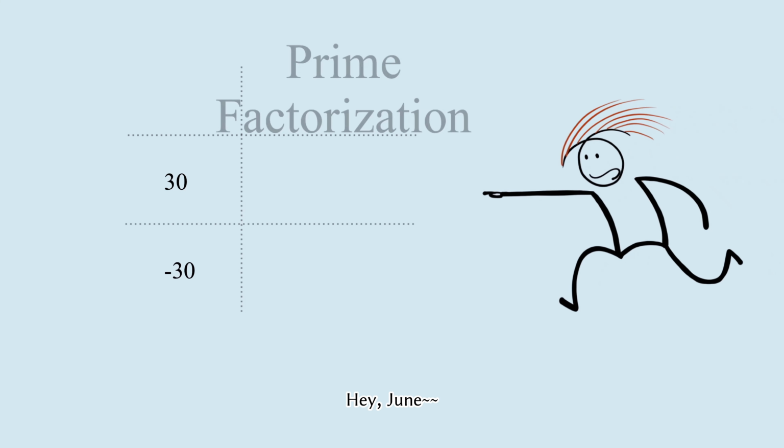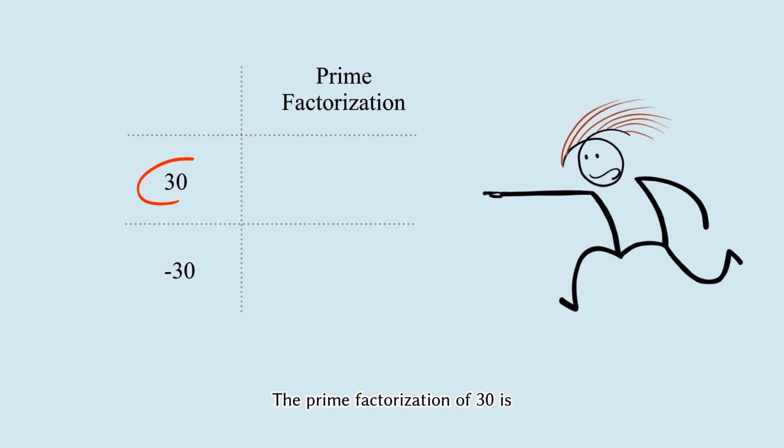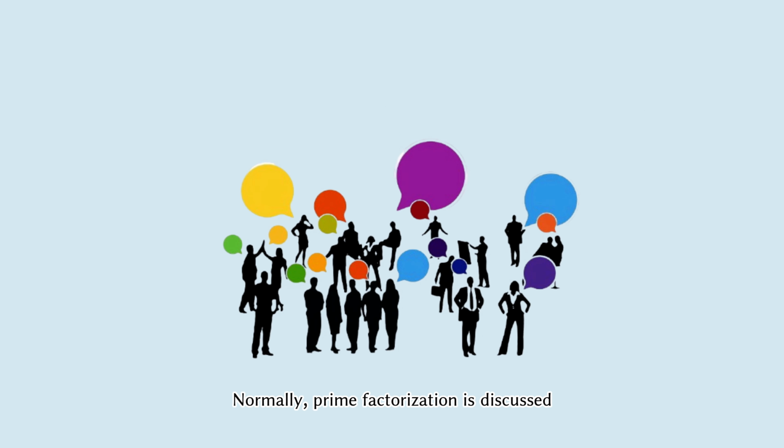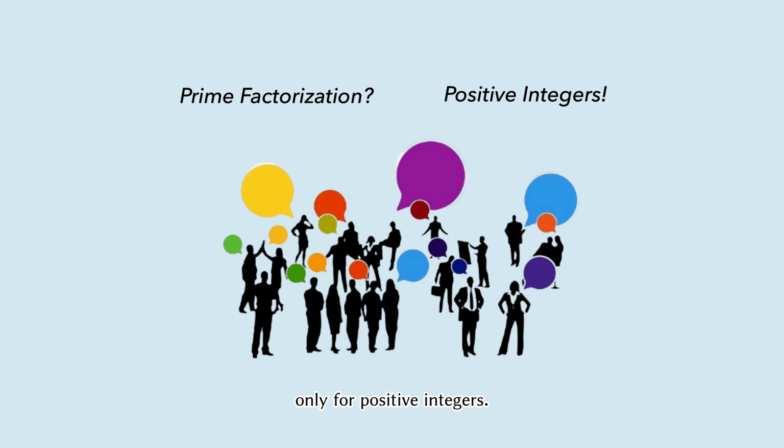Hey June, the prime factorization of 30 is 2 times 3 times 5. So, what would be the prime factorization of negative 30? Normally, prime factorization is discussed only for positive integers.